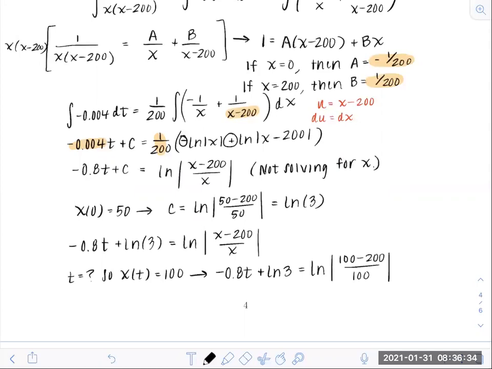All right, so I get a negative 100 divided by 100 is negative 1. The absolute value makes it positive 1, but recall that the natural log of 1 is 0. So what I get here is t equals the natural log of 3 over positive 0.8. And this comes out to roughly 1.37 seconds. So in a short amount of time here, 1.37 seconds is how long it will take for an additional 50 grams of this salt to dissolve into the mixture.